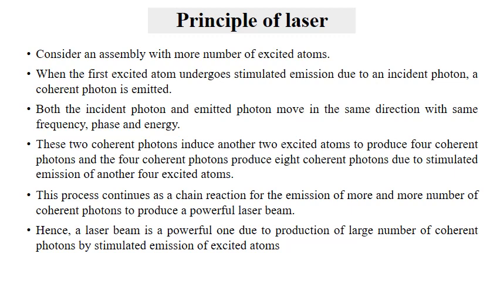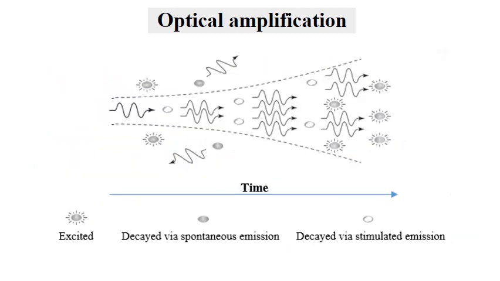This process continues as a chain reaction for the emission of more and more number of coherent photons to produce a powerful laser beam. Hence, a laser beam is a powerful one due to production of large number of coherent photons by stimulated emission of excited atoms. This diagram shows the multiplication of photons by stimulated emission. One photon producing two photons, two producing four, and four producing eight, like a chain reaction. Thereby, we get an intense beam of laser ray.